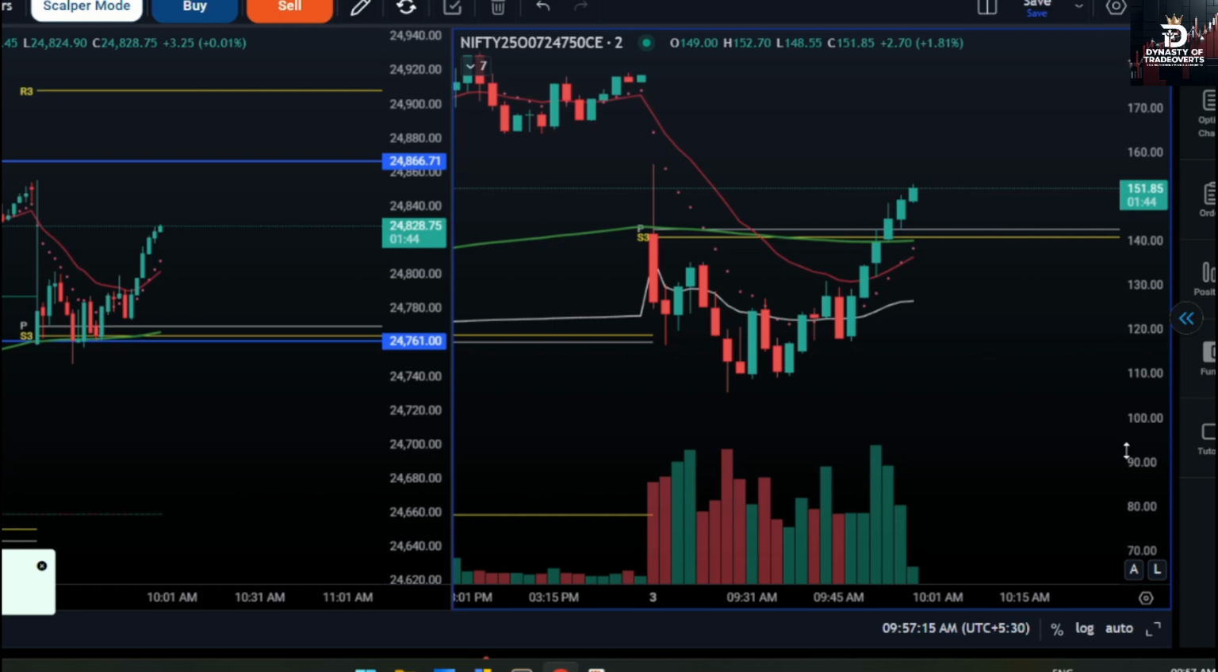So like I said, since my capital is small, but if you see the percentage, this is a 30% win for me. So that's a really good win if you see it in terms of percentages.